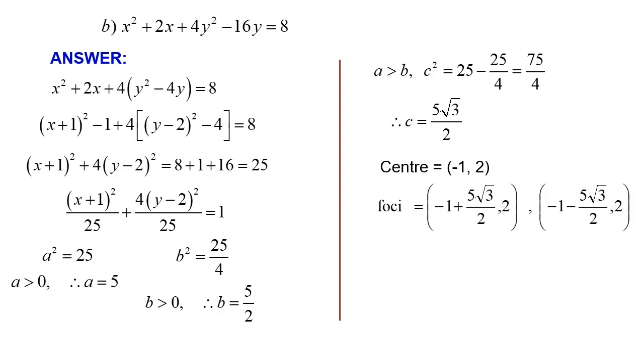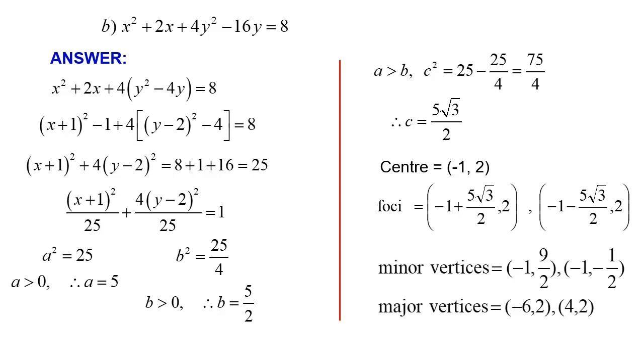And then the foci. Remember, in this case, A is greater than B, so we have a horizontal major axis. So the changing plus or minus C here is at x. So -1 plus C, that is 5 root 3 over 2, and then the other one, -1 minus 5 root 3 over 2. Okay. And then we have the major and minor vertices. Remember, for minor vertices, since the major is at x, the minor is at y. So the change is at y here.